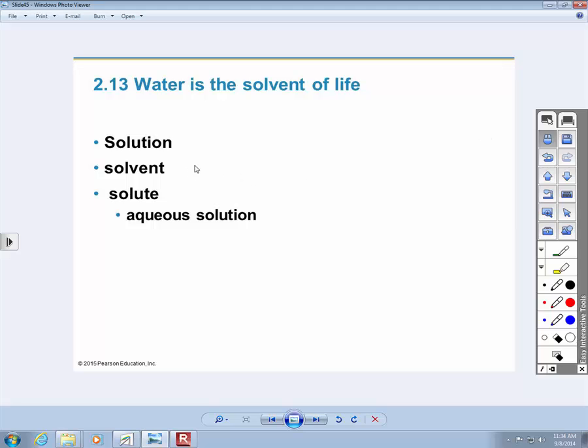The solvent is whatever does the dissolving. So water would be the solvent and sugar would be the solute. Whatever gets dissolved is the solute. So salt would be a solute. Sugar would be a solute.